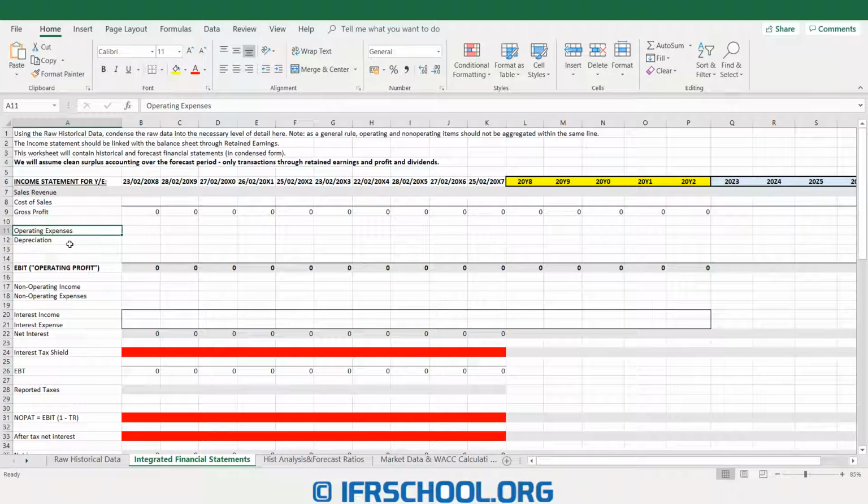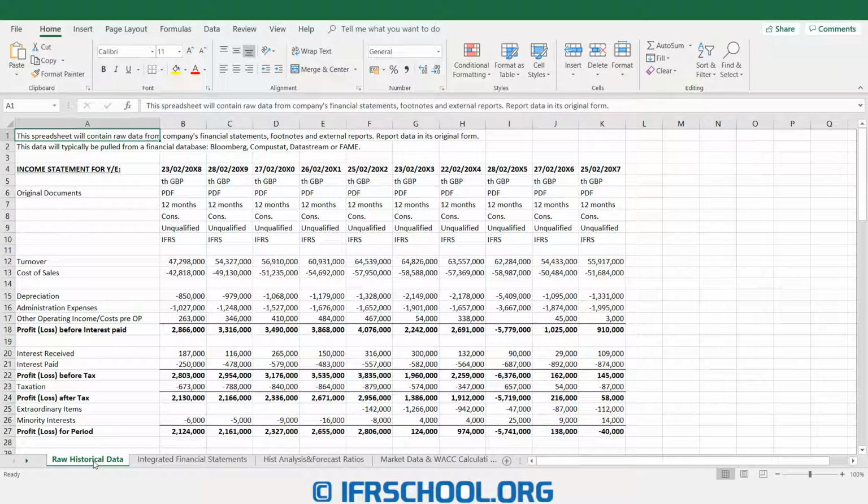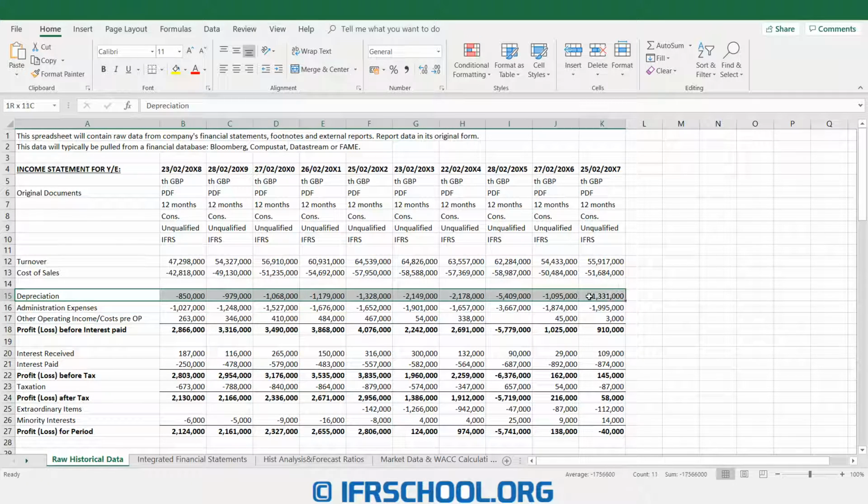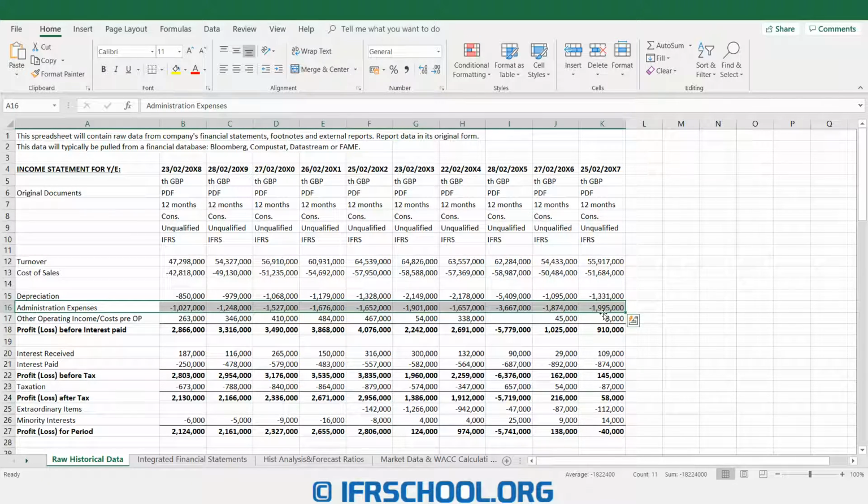The next line item is depreciation. We need to keep depreciation as a separate line item. We need depreciation in order to calculate free cash flow. A component of free cash flow is CapEx less depreciation. Therefore, we need to have the depreciation figures for each year on hand. You may have to extract the depreciation figures from another line item. For example, with FAME, depreciation expense is included within administration expenses. To get depreciation as a separate line item, I had to extract it from administration expenses.